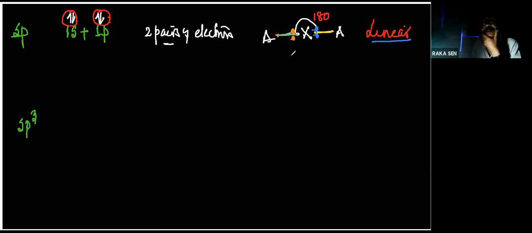So this is my sp. Now let's talk about this one. What I'm going to do is give you the shapes. These are all geometrical shapes. People have found out that this particular geometry gives you the minimum repulsion.